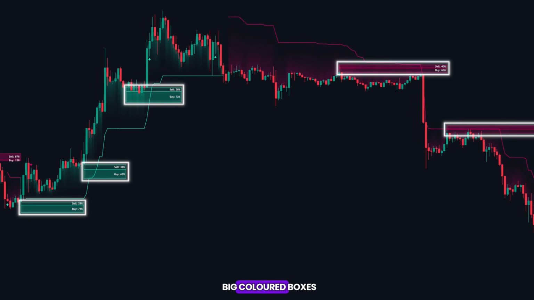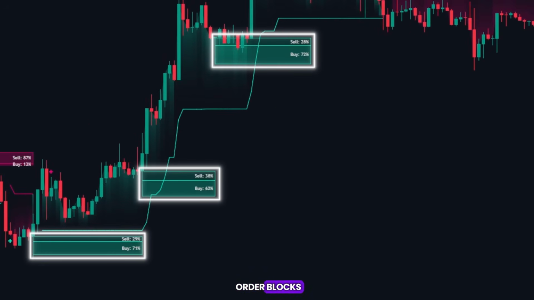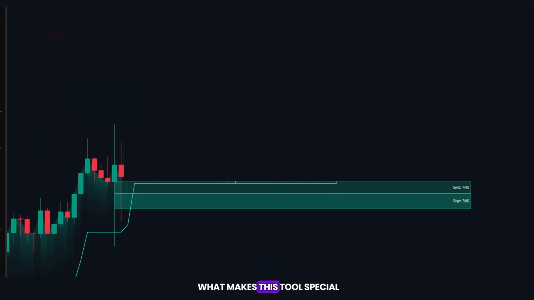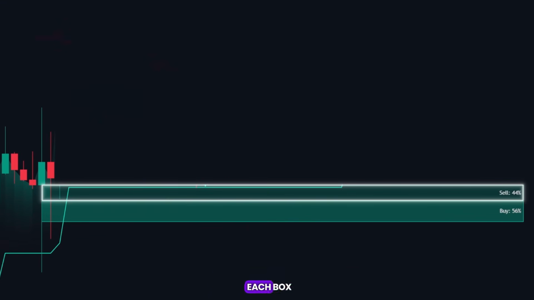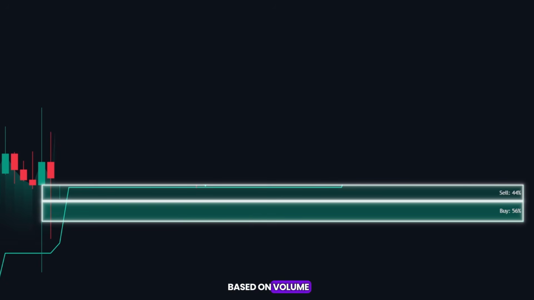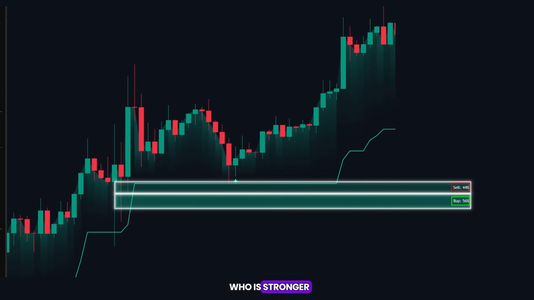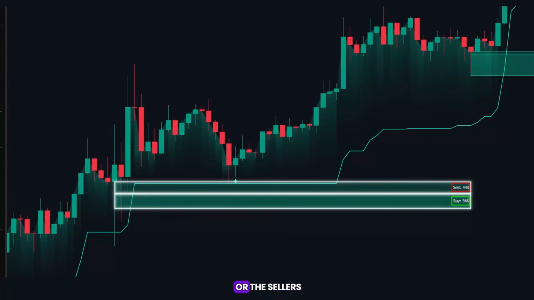Next, look at these big colored boxes. These are called order blocks. They show areas where heavy buying or selling happened in the past. What makes this tool special is that it splits each box into two parts based on volume. Inside the box, you can see an exact percentage text: buy 56% and sell 44%. This tells you exactly who is stronger inside that area, the buyers or the sellers.